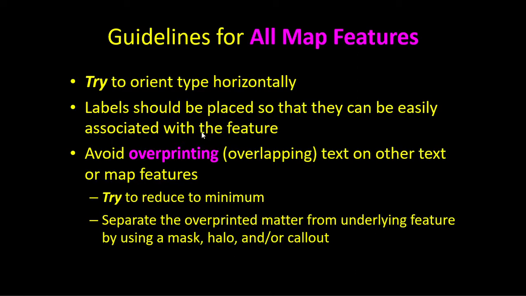And there are some options we can use. If we can't do anything about it, we can add a mask. A mask is essentially a shape that's right behind the text. It helps to distinguish the text from that black line. Or we can add a halo, which goes and follows the font of the text. Or you can have what's called a callout, in which you have essentially a mask connected to a line that points to a particular feature.